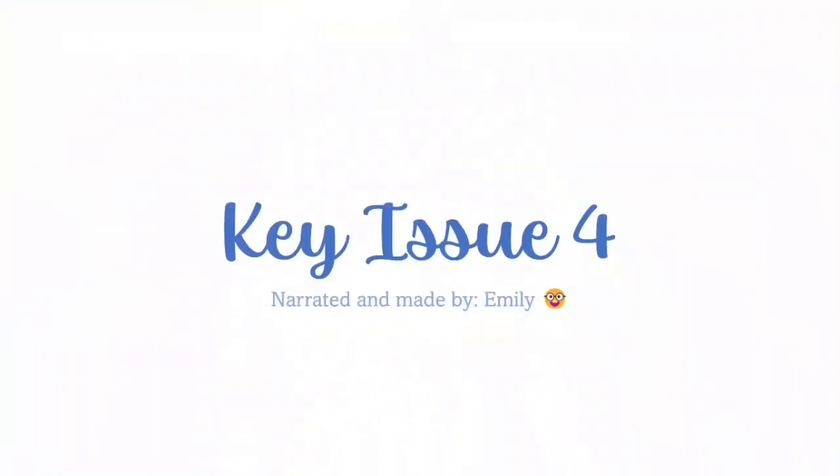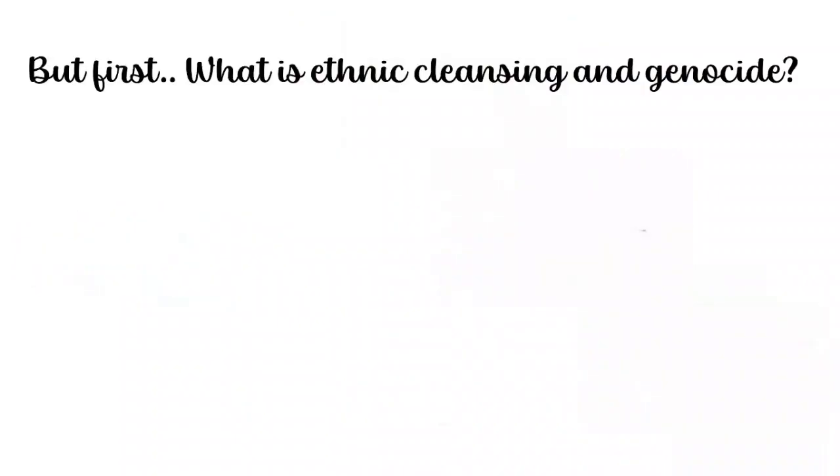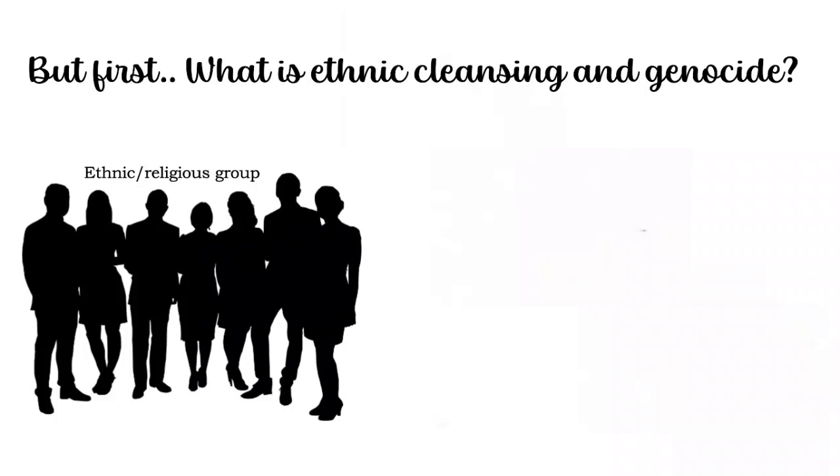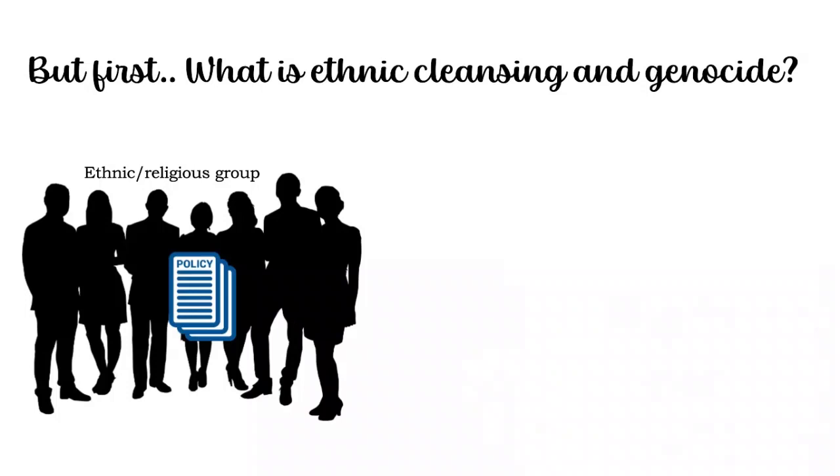Okay, Key Issue 4! Basically, the main question of this section is, why does genocide and ethnic cleansing occur? But first, what is ethnic cleansing and genocide? Ethnic cleansing is basically an ethnic or religious group that creates a policy that allows or uses violence towards another ethnic or religious group until they eventually pack their bags and leave that area. Now, genocide is the mass killing of a group with the goal of erasing that group from existence.